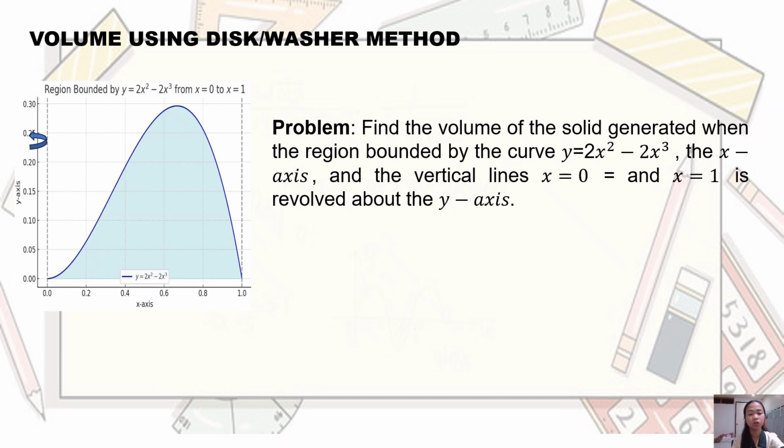The disk and washer methods require setting up integrals with cross-sectional slices perpendicular to the axis of rotation. However, the function is given in terms of x, and solving for x in terms of y from the equation is not straightforward. It is due to the combination of x squared and x cubed terms. This makes the disk or even washer method impractical.